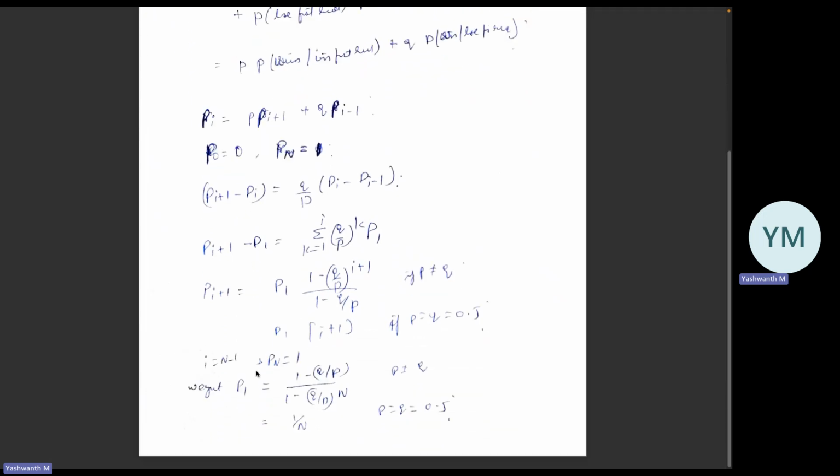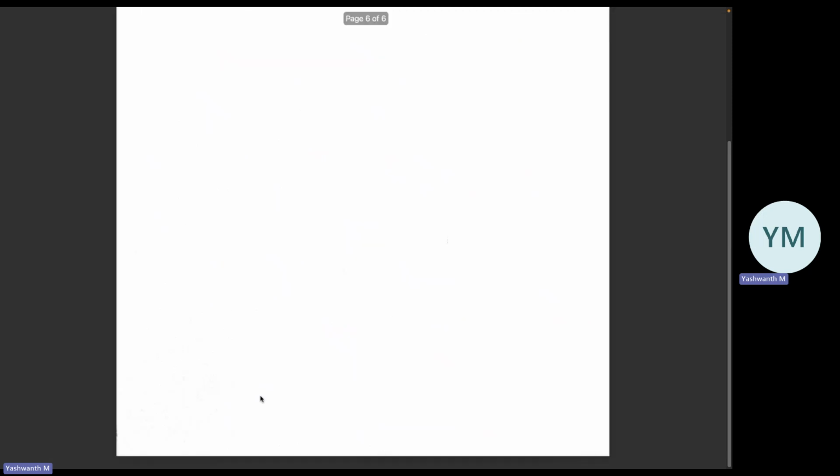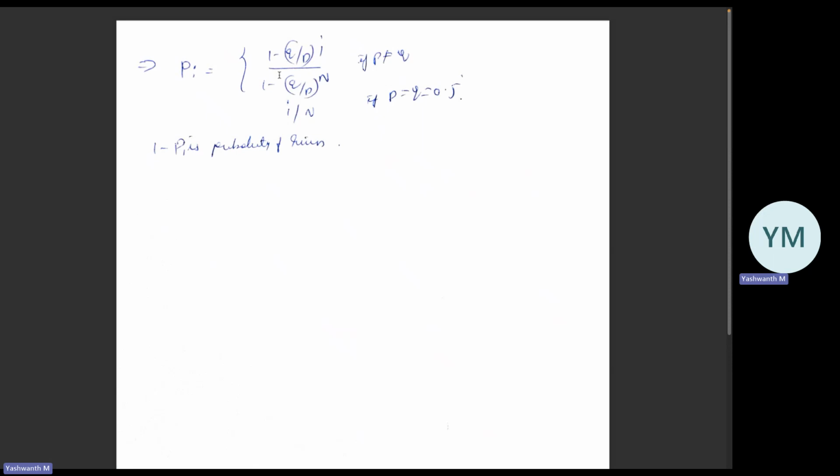So just rewriting this recurrence relation like this, we can simplify to get P_i to be like this, and because we know the boundary condition P_n is 1, we can substitute i to be n minus 1 here and obtain P_1. So finally we get P_i to be (1 minus (q by p) whole power i) over (1 minus (q by p) whole power n), if p not equal to q, and if p is equal to q, it is i by n, and 1 minus P_i is the probability of ruin.